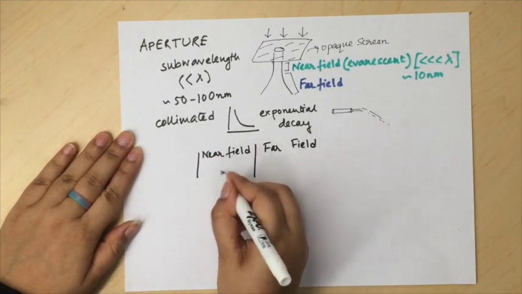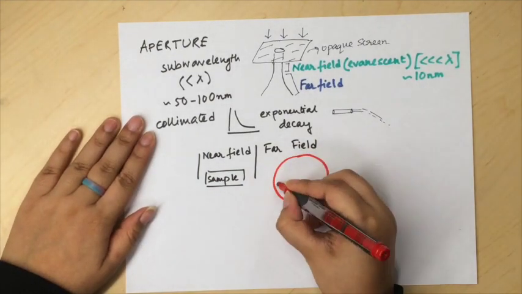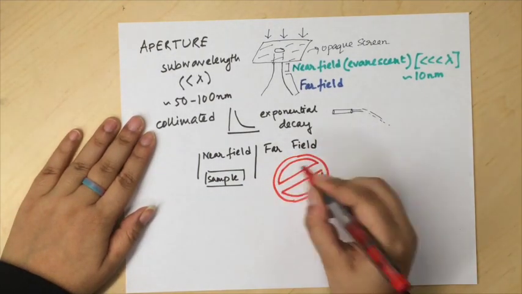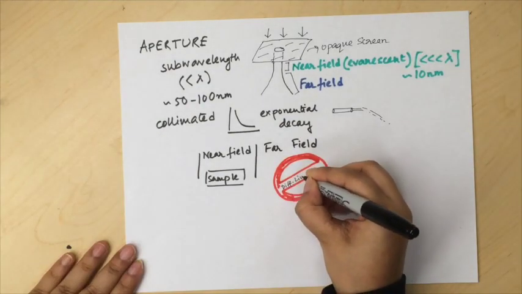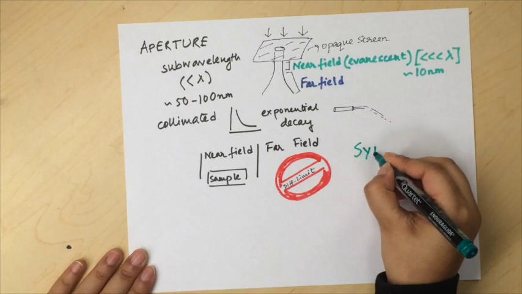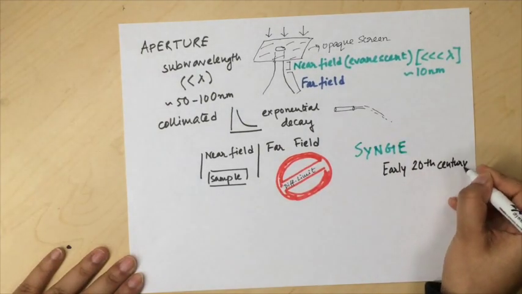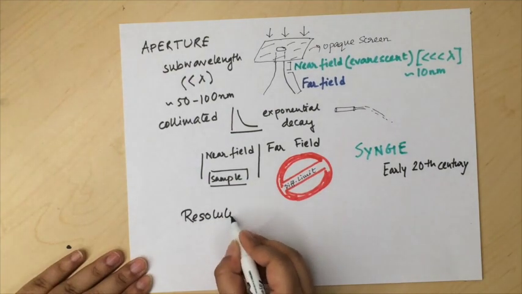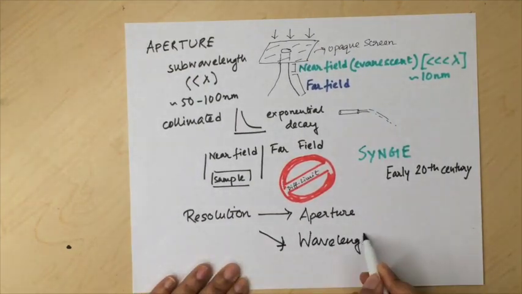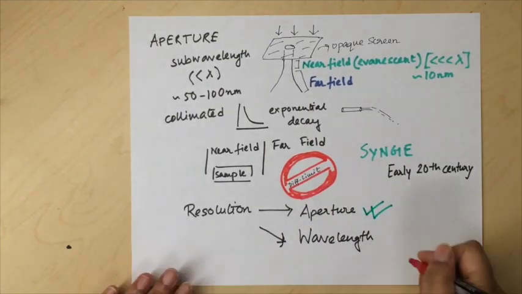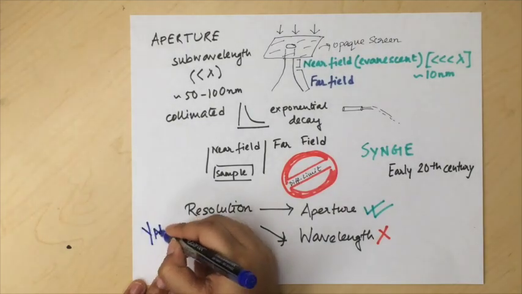So the idea is to place our sample in the near field way before the diffraction limit is imposed by the far field. No diffraction, no diffraction limit. This idea was first conceived by Synge in the early 20th century. Basically, the concept is that resolution becomes dependent on the aperture and not the wavelength. So we fine-tune the aperture to enhance the resolution. With the finest designing of aperture, resolution down to 50 nanometer has been achieved.